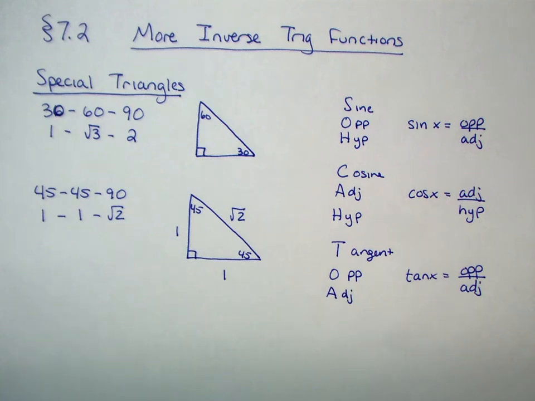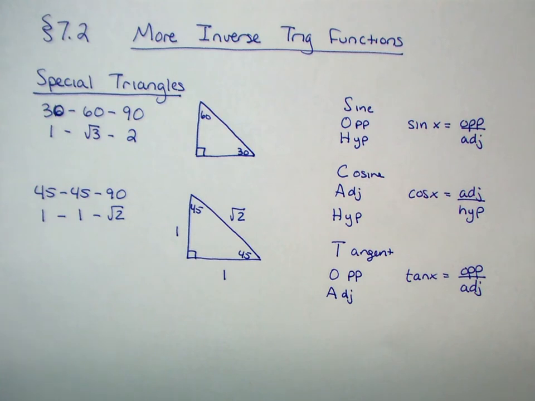This is 7.2. We're still doing inverse trig functions. I know that 7.1 was a little rough. In 7.1, it focused on the graphs of inverse trig functions and really heavy on those domains and ranges, and then if they cancel each other or not. This one is going to be more how to evaluate inverse trig functions and nested inverse trig functions.